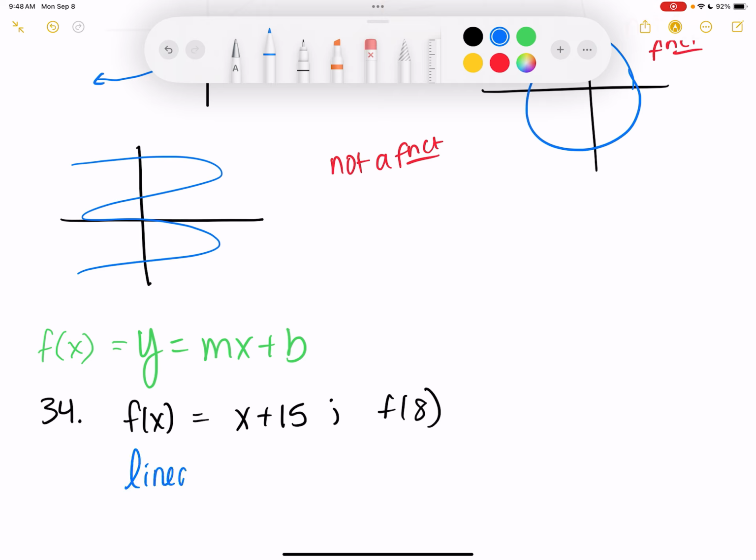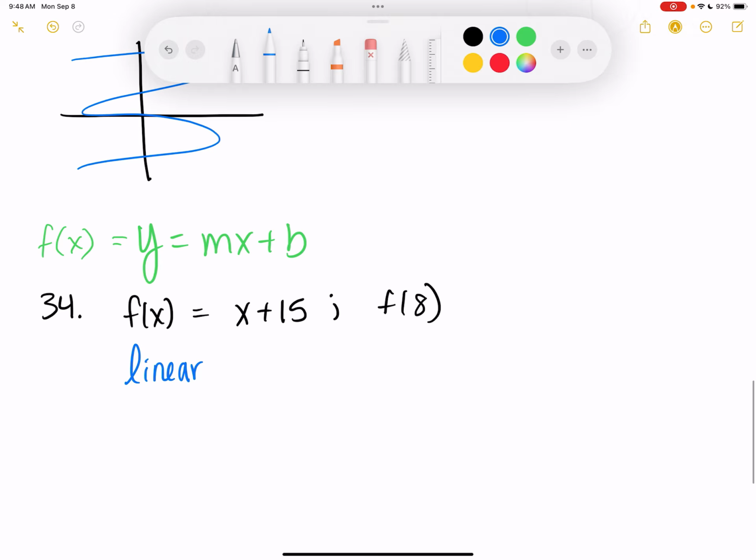You don't need to graph them, but you can if you're unsure if it's a line or not. That is linear, and then we're going to evaluate for when x is 8. So f of 8 means anywhere there's an x, I put an 8. So this is 8 plus 15, and that gives me 23. So this is linear, and the value is 23.